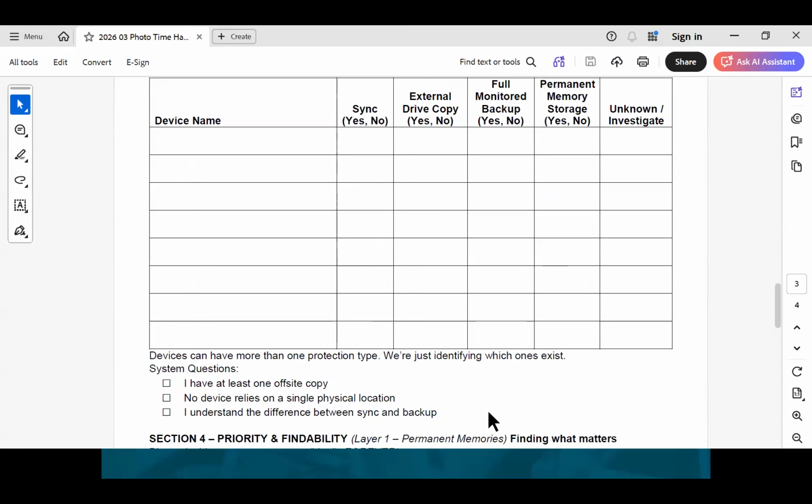Do you have at least one offsite copy? Because if the only copy of something that's important is in your home, then it is in fear of being lost. Think about the things that are truly important, that nothing relies on a single physical location for you to have access to it, and make certain that you understand the difference between sync and backup, which I went through earlier. So just a couple of additional questions are in this section 3. I'm going to pause the recording again, and we're going to fill out section 3.